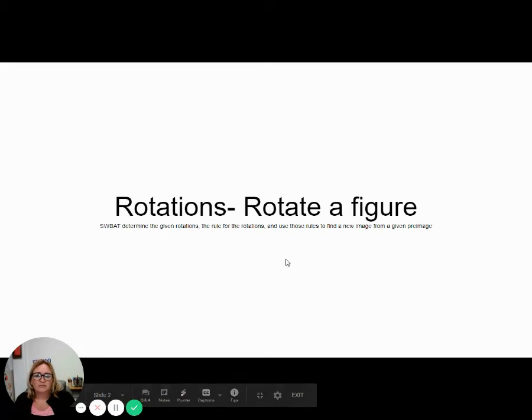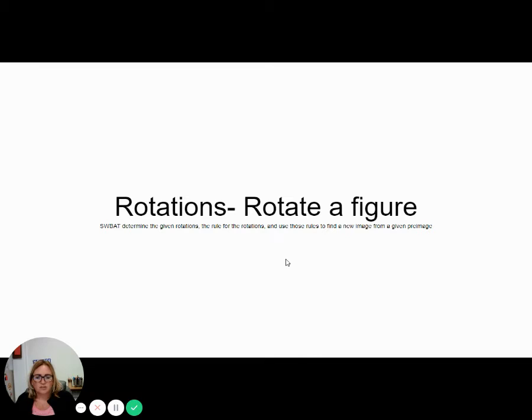So, our next transformation we're going to talk about is a rotation. Okay, rotating a figure. We're going to figure out the rotations, we're going to use rules, and we're going to find images given a pre-image and using those rules.